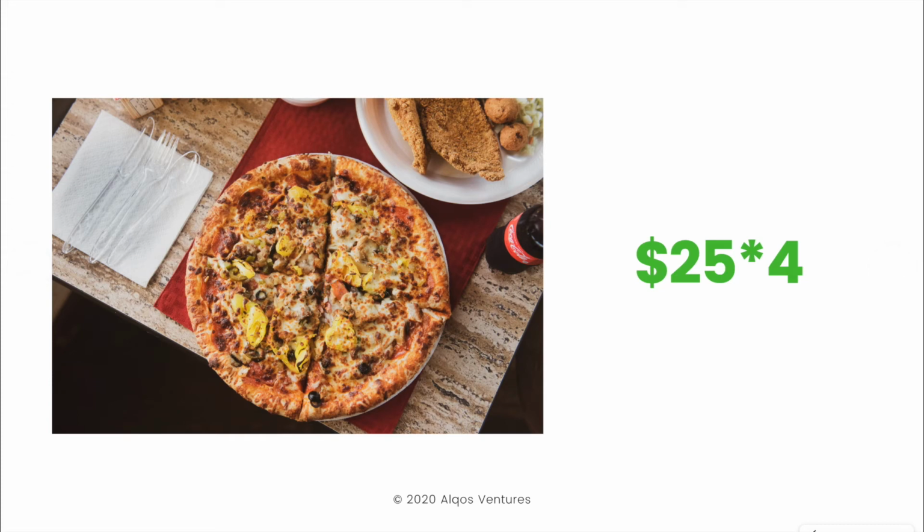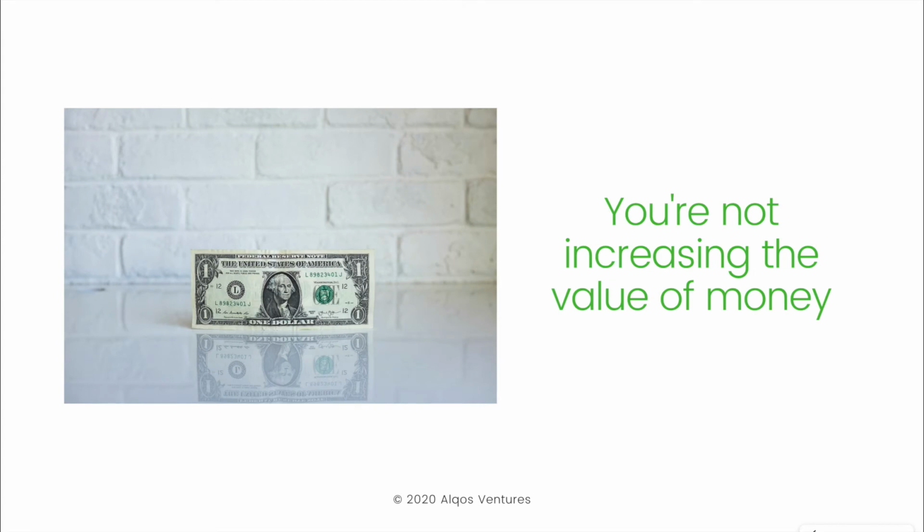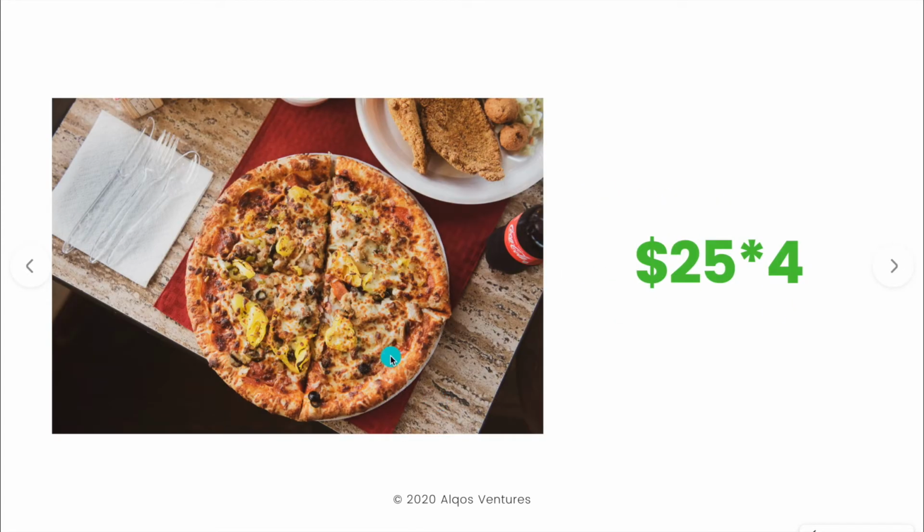Now, the problem with printing more money is that you're actually not increasing the value of money. You're not increasing the number of pizzas, but you're actually cutting more slices into the same pizza. So right now, if each slice is worth $25 and you happen to cut 4 more slices so as to make it 8 pieces, then each slice is actually worth $12.5.